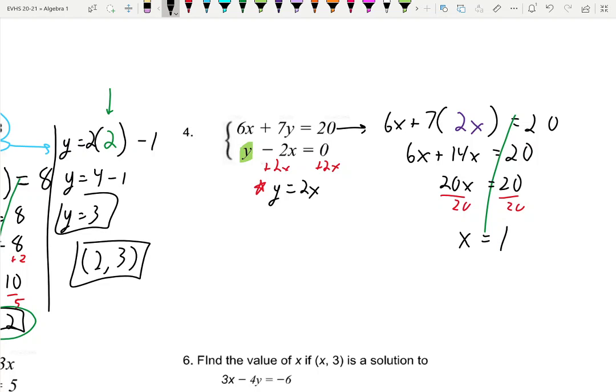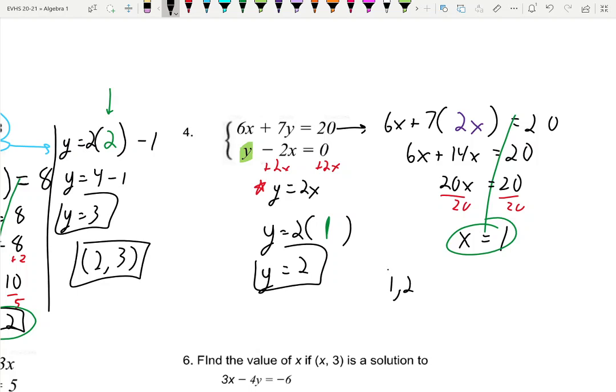Okay, next step is to substitute that back into the star equation. So I'm going to jump back over here in my star equation. y equals 2x, replace the x with parentheses, and then x equals 1, so I'm going to plug that in right there, which gives me y is equal to 2. So again, x equals 1, y equals 2, or I could write the solution as (1, 2).